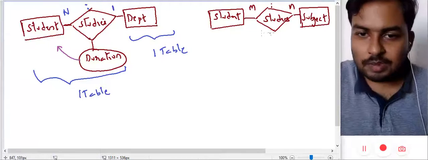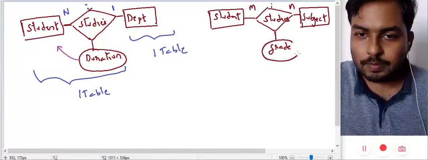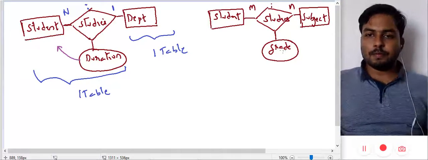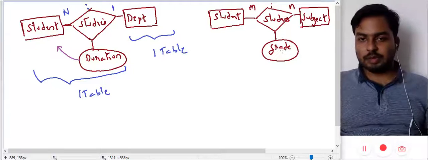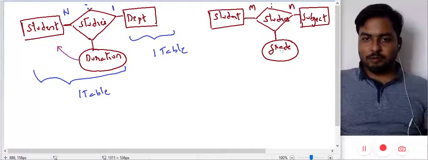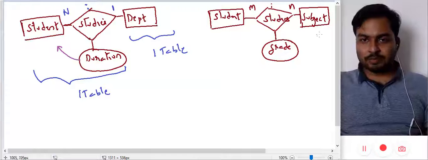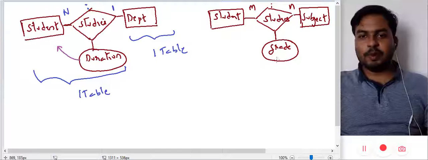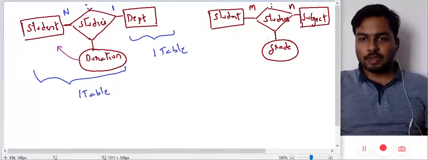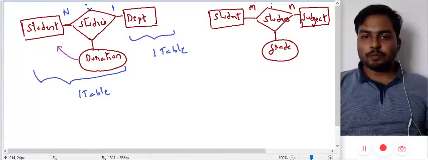When a student studies a subject, he's given some grade. It's a descriptive attribute. You're studying database management system, and you'll get some grade in it. Your friend studies the same subject, and she will have a different grade. So I can't put the grade attribute on subject, neither can I put it on student. It has to be a descriptive attribute. But since it's a many-to-many relationship, what did we discuss?